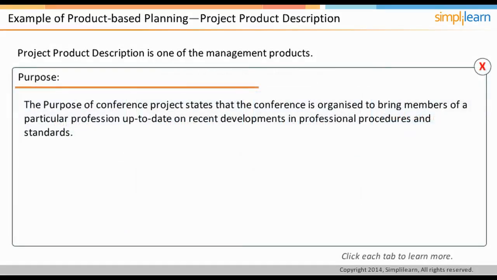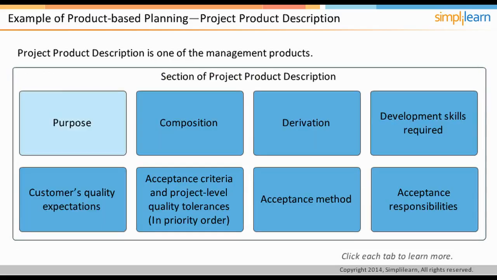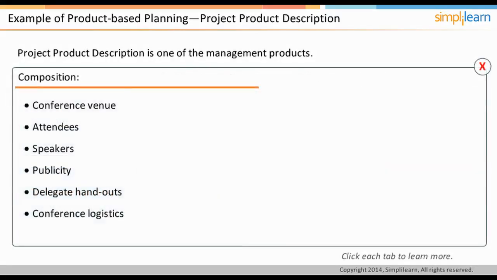The Purpose section defines the purpose of the project's product. The purpose of the conference project states that the conference is organized to bring members of a particular profession up to date on recent developments in professional procedures and standards. The Composition section describes the major products delivered by the project. The conference is composed of conference venue, attendees, speakers, publicity, delegate handouts, and conference logistics.